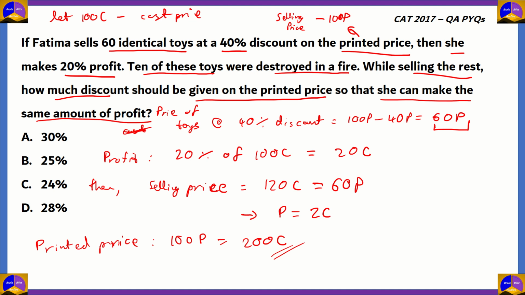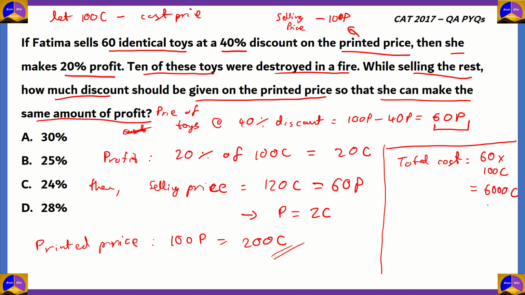Now let's calculate the total cost. The total cost that Fatima incurs would be 60 toys times 100C, which is equal to 6,000C. So that's her total cost. Now, in the question, 10 of these toys were destroyed in a fire. So after the fire, Fatima has 50 toys left. All right, so she has 50 pieces left.